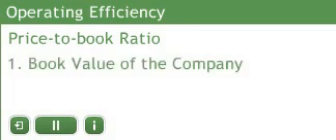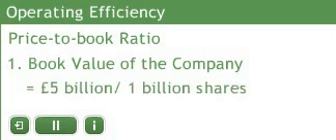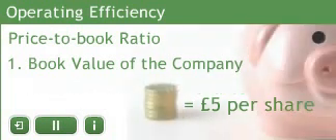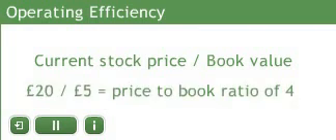To find a company's price-to-book ratio, you first have to determine the book value of the company. The book value of the company is equal to the shareholder's equity divided by the number of stock shares the company has issued. If a company has £5 billion in assets and has 1 billion shares outstanding, the company has a book value of £5 per share. That is how much money is inside the piggy bank per share. Next, stock and CFD traders divide the current stock price by the book value to determine the price-to-book ratio. If the stock was trading at £20, it would have a price-to-book ratio of 4.